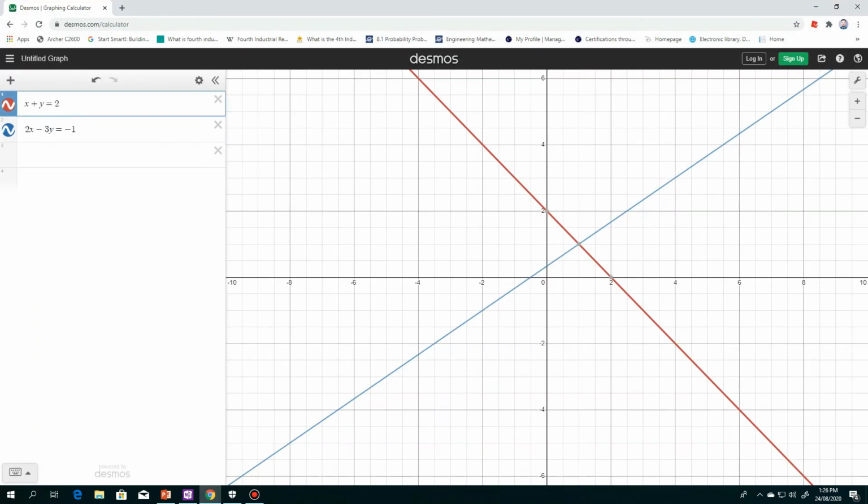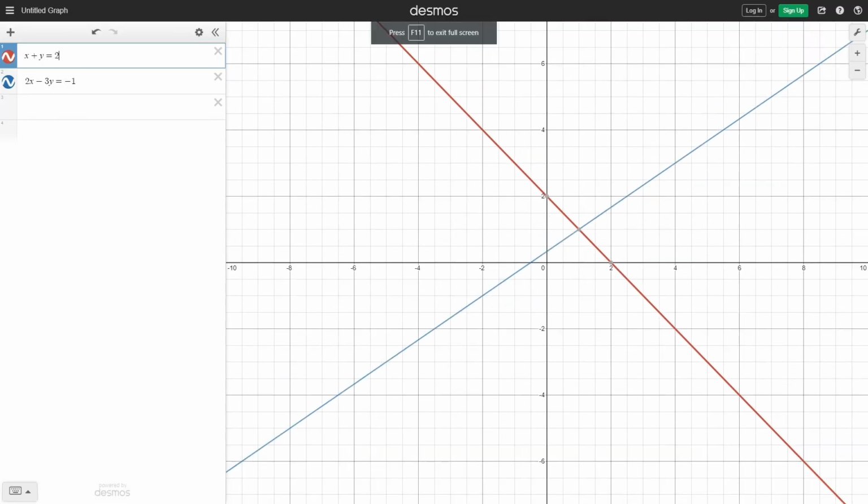So in here, you can check this out. We can see the first equation. You can see in the upper right the first equation here, 2x plus y is equals to 2. You can locate it here, the red line. And for the second equation, 2x minus 3y is equals to negative 1.